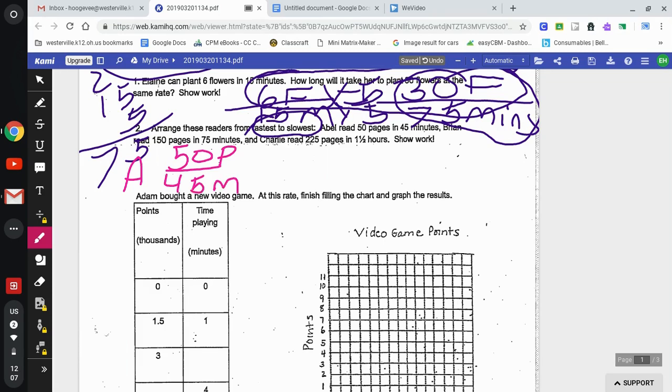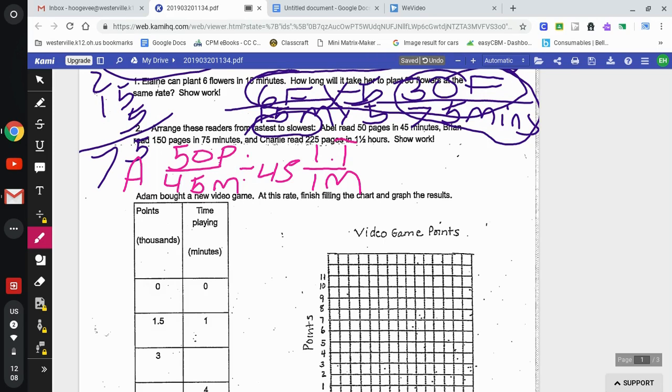Now I want to get minutes to 1. So the only way to do that is divide each by 45. I get 1M on the bottom, and 50 divided by 45 is 1.1. It repeats, so I'm just going to call it 1.1. So he reads a page in a little bit every minute. Probably faster than me. I've never read in my life.